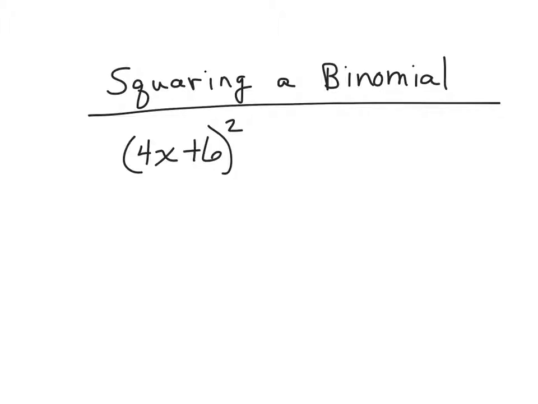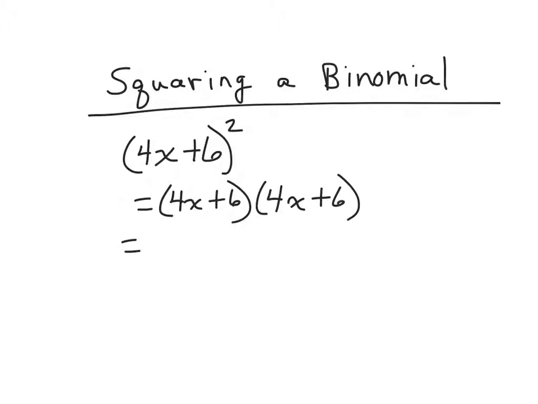Now, the only way I have to square this binomial right now is to think about what it means to square something. And that means to take it times itself, right? So really, the only way I have to do this right now, the old-fashioned way, is just to take 4x plus 6 times 4x plus 6. So let's do it the old-fashioned way. So we'll distribute the 4x, we'll distribute the 6.